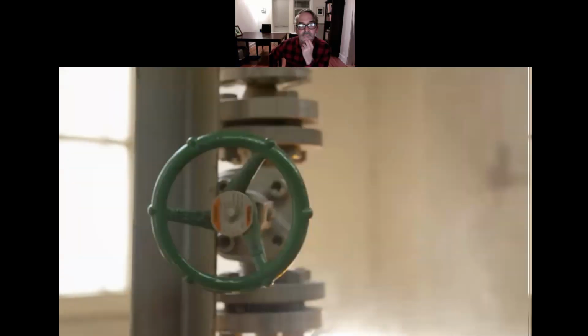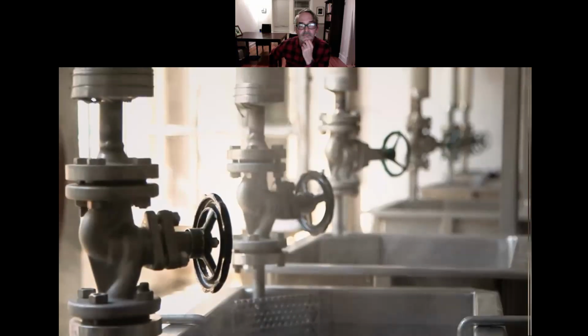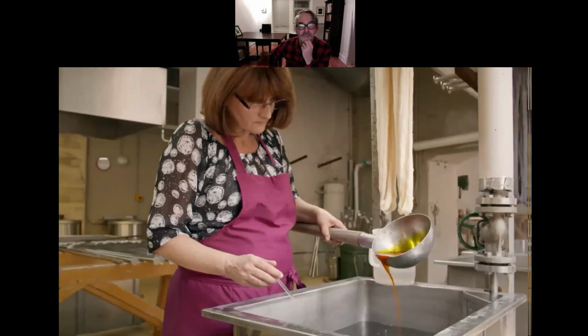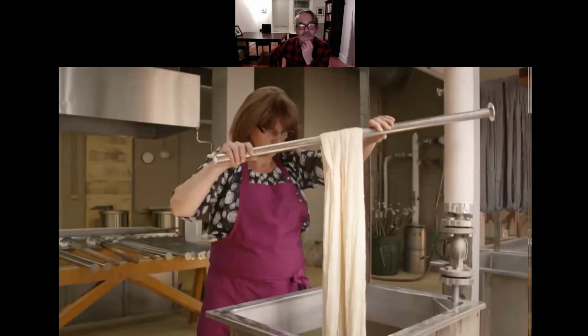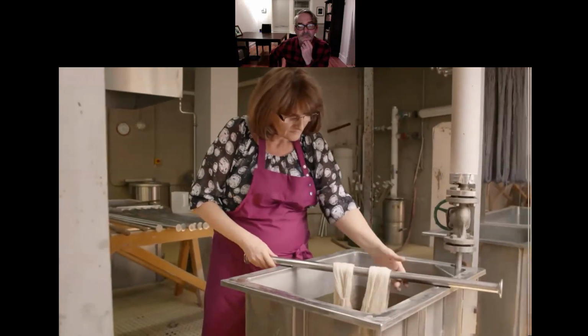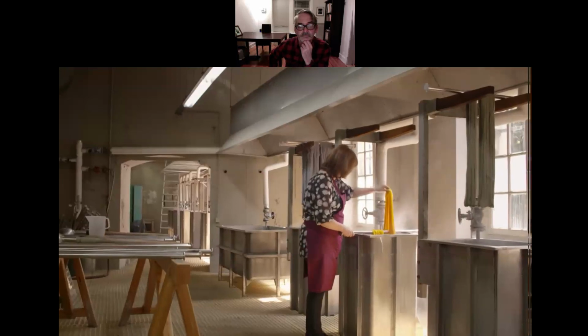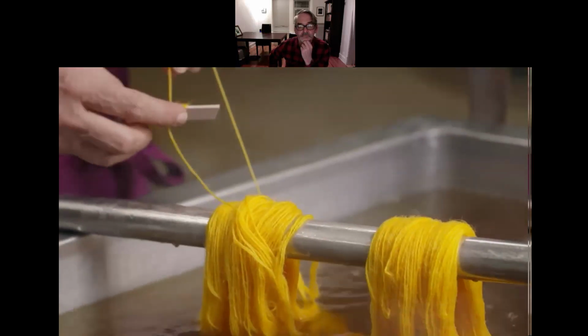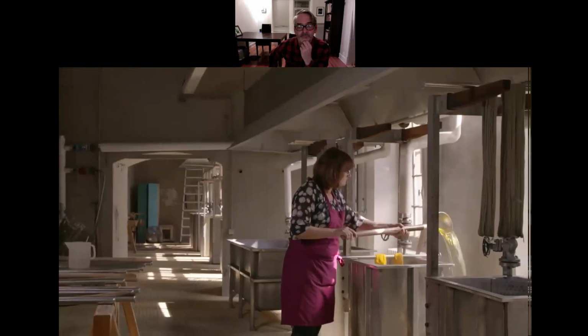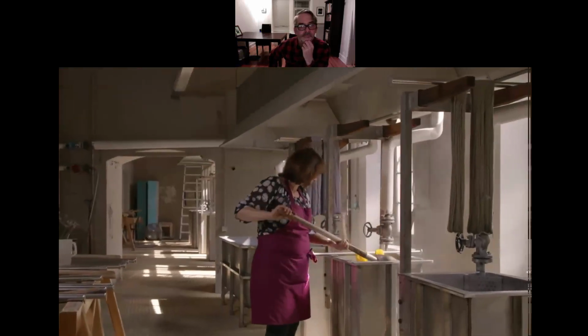A bath of non-mineral water is heated. Dye is added. The weft soaks. Several hours later, the threads are pulled out and compared to the intended color. Adjustments might be made. More dye, longer soaking. When the color is perfect, the weft is hung to dry.